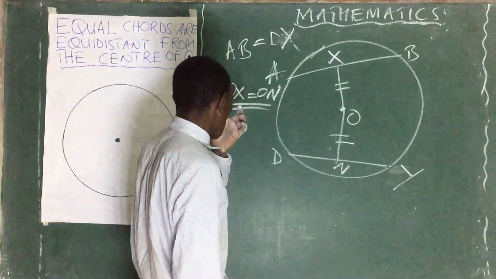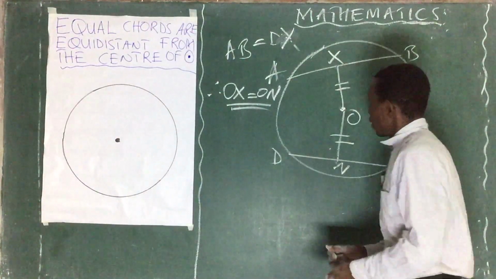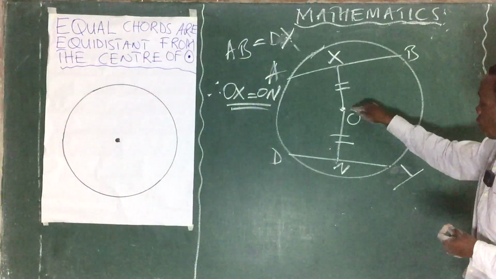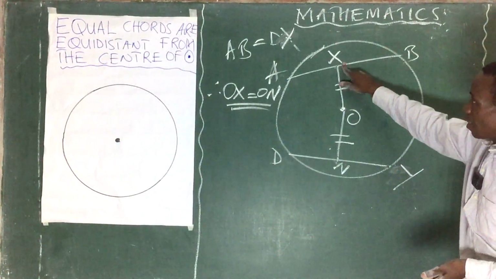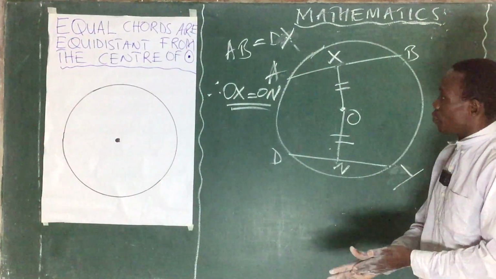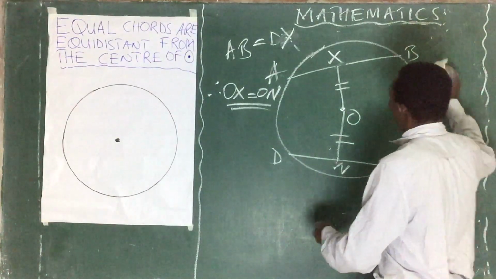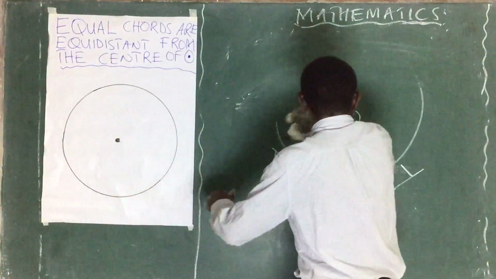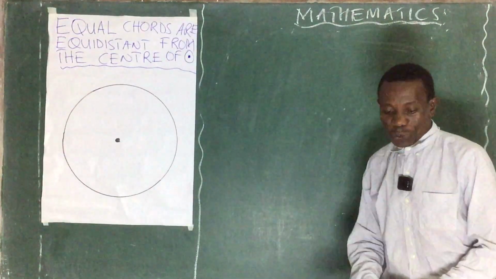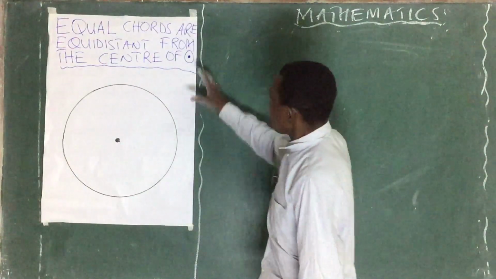So let us now try to have a proof for this property. Is it really true that if AB is equal to DY, then ON is equal to OX? That is, equal chords are equidistant from the center of the circle. Right. So here are the criteria that will help us to show this. As I said earlier, the first thing you do in the proof is construct a diagram.